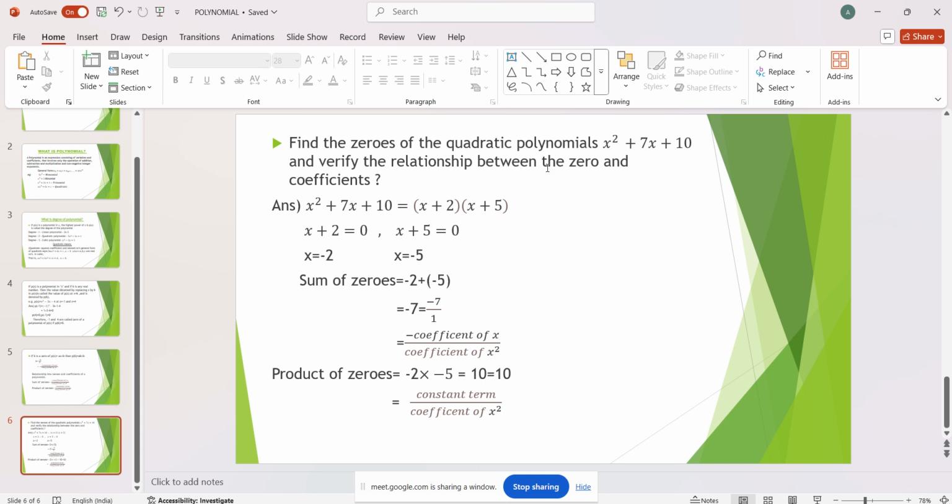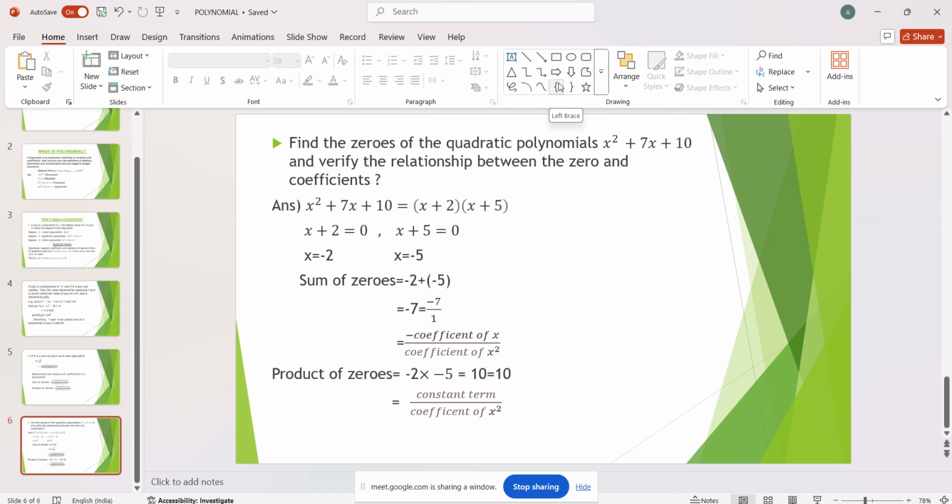Look at that quadratic polynomial x square plus 7x plus 10. In 7th standard you studied the identity: x plus a into x plus b equals x square plus a plus b into x plus ab. Here a plus b is 7, and ab is 10.